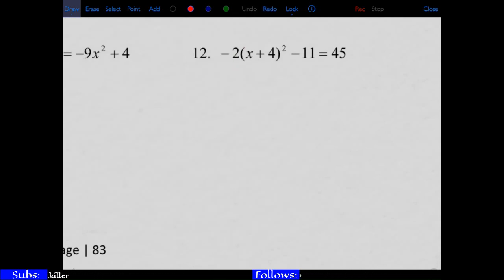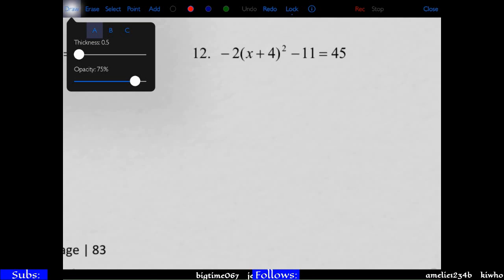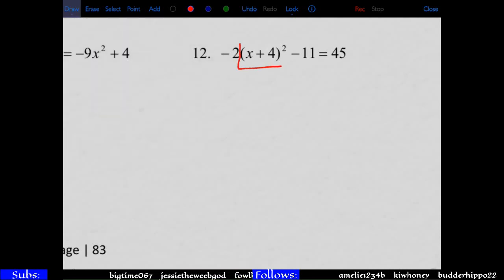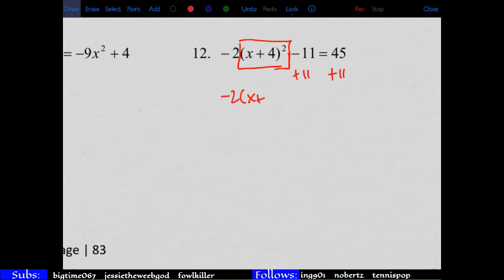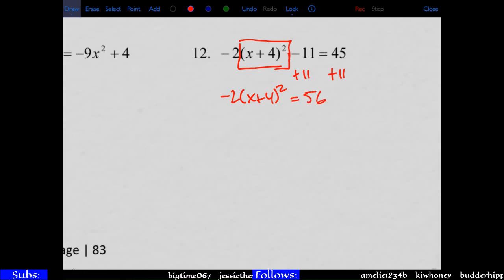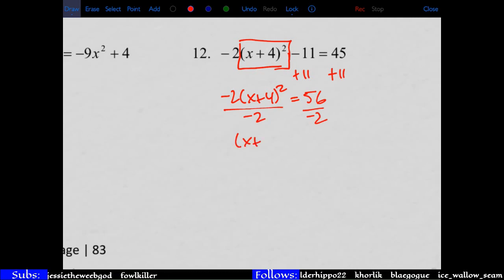So first goal is to get whatever is squared alone. Oh my, now that I've zoomed in, that is so large. To do that, we're going to add 11 to both sides. So we get -2 times (x plus 4) squared equals 56. And then we're going to divide both sides by -2. We get (x plus 4) squared equals -28.